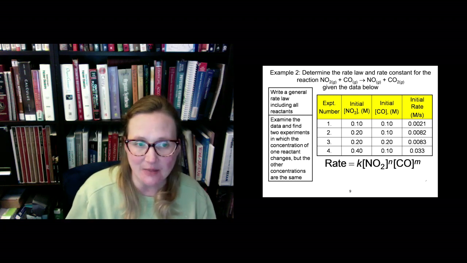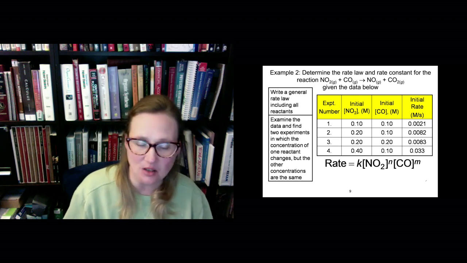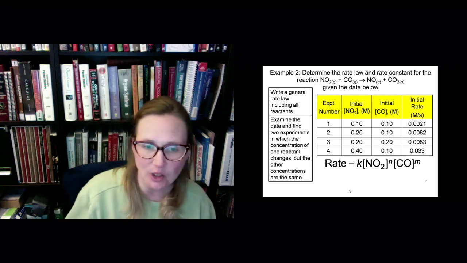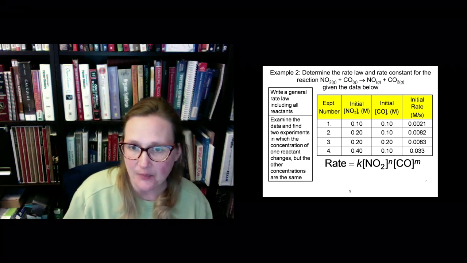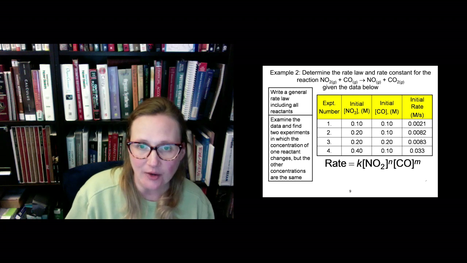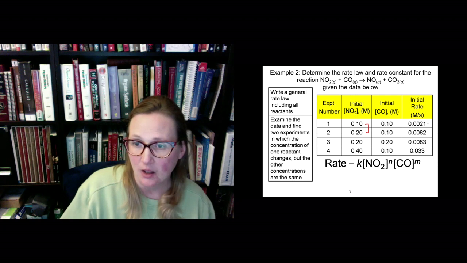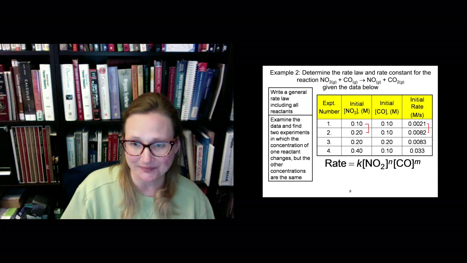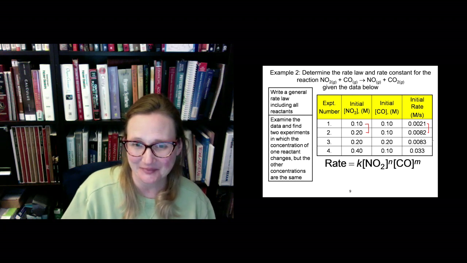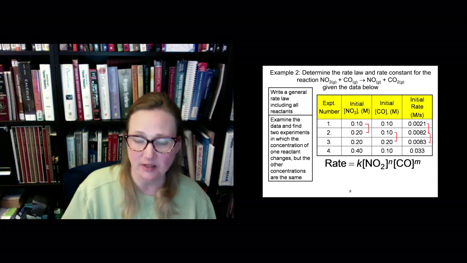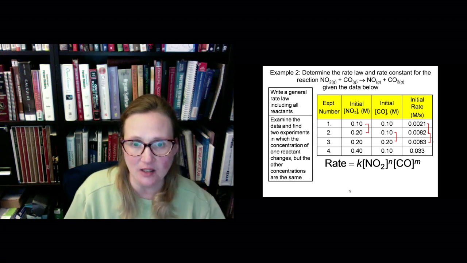Okay, so we're going to examine the data and find 2 experiments in which the concentration of one reactant changes but the other doesn't. Right, so if we look at this, we can see in experiments 1 and 2, we are doubling NO2. The rate then is quadrupled. All right, if we look at 2 and 3, we are doubling CO, and the rate really doesn't change. Okay, so let's think back to what that means.